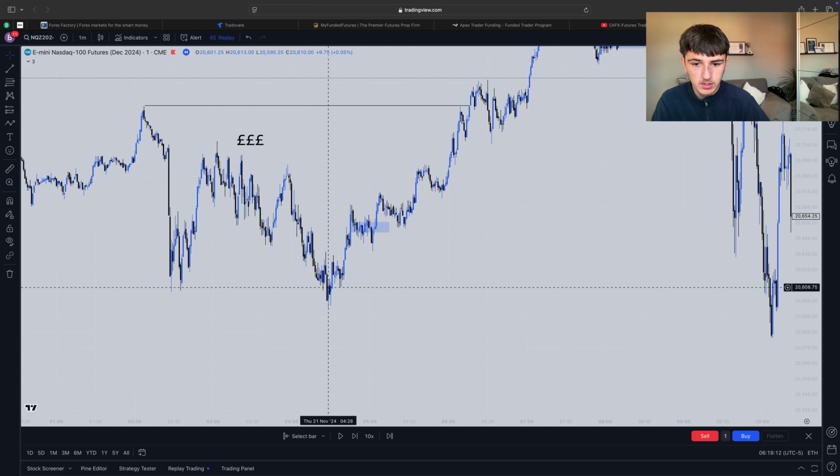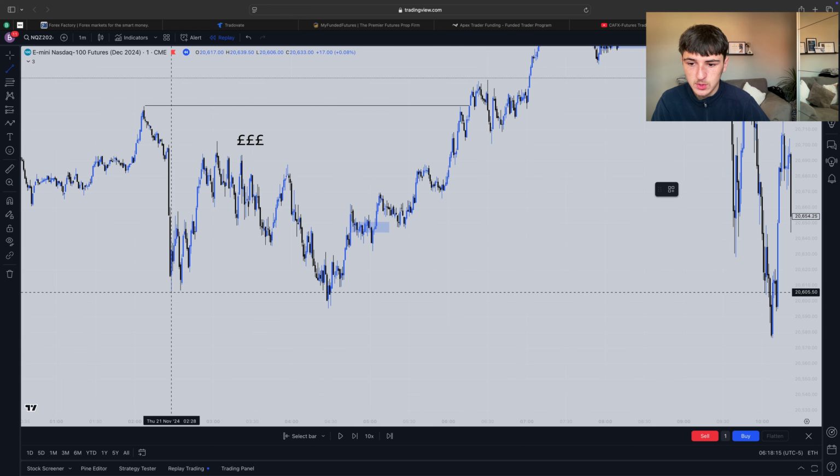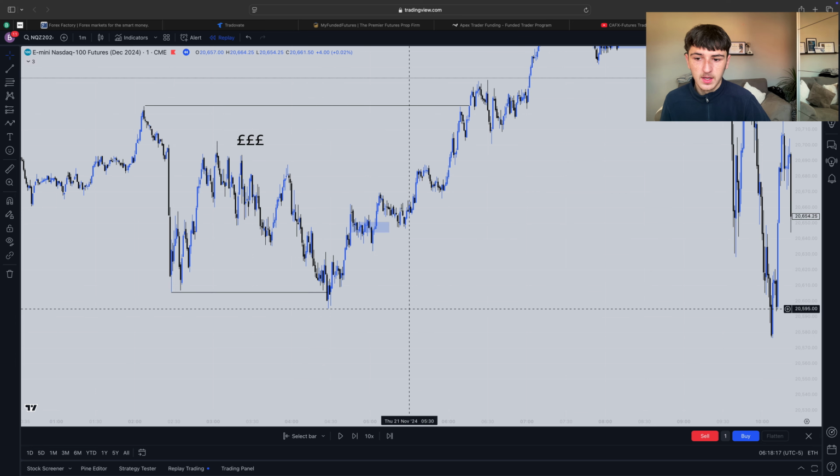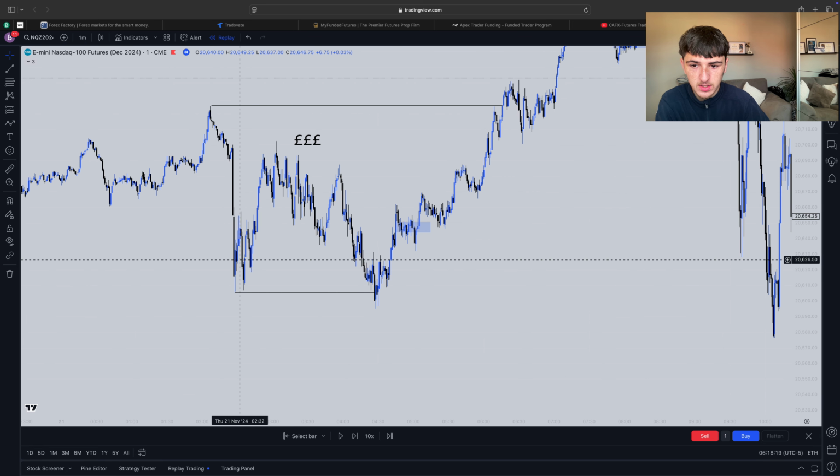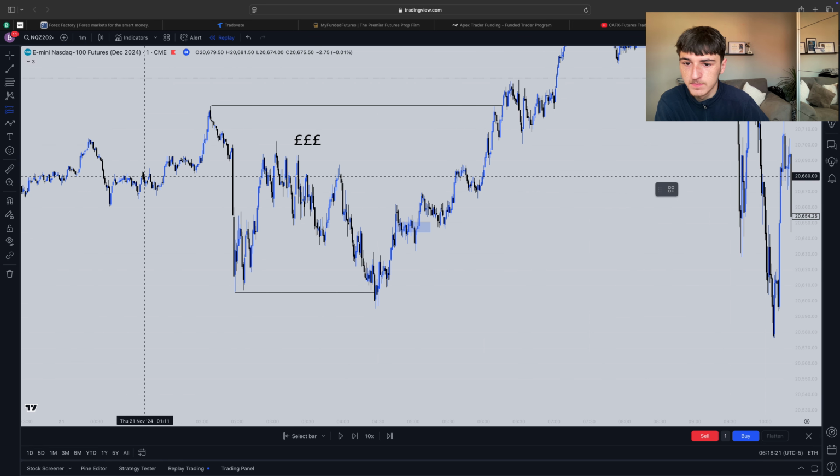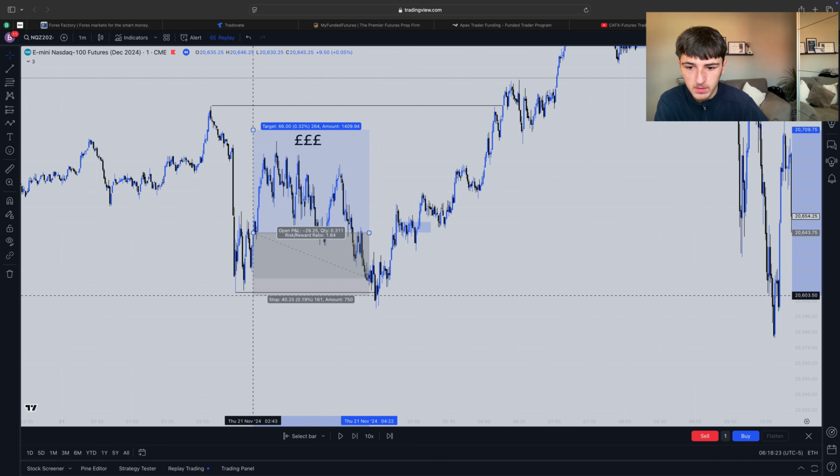So you see what the market does? It comes back up. It sweeps out this low. So that there is a liquidity sweep. You see how these people were longing, their stop loss is below.